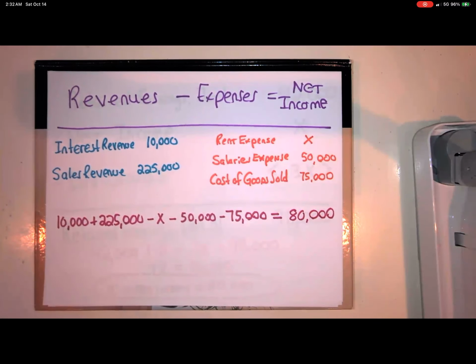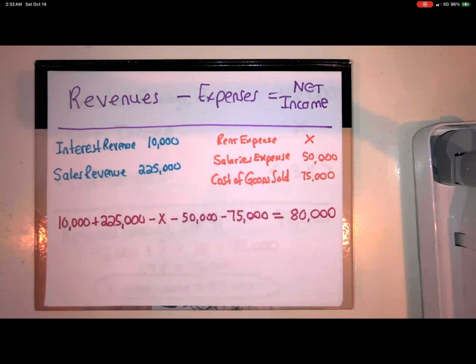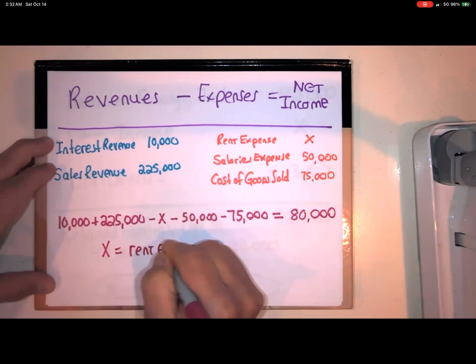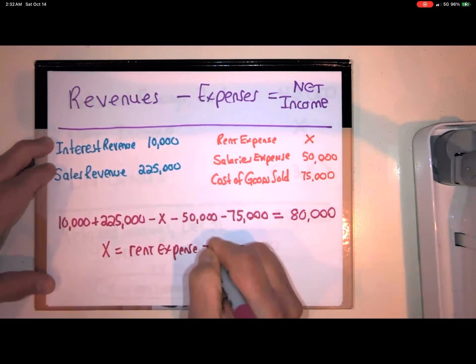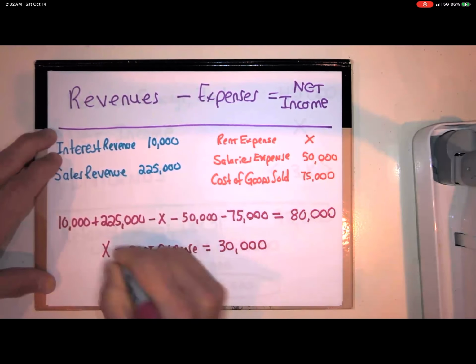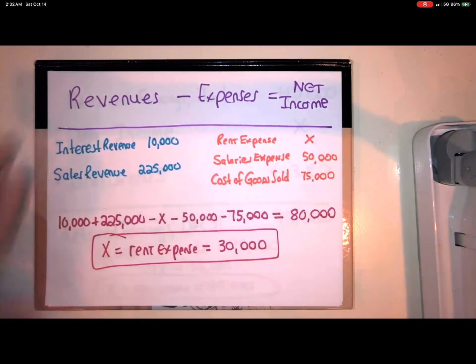Solve for X. One equation, one unknown. And X, which was our rent expense, that was equal to $30,000. All right, I think that's so far so good. Good work. Any questions on any of the first 4 requirements of our problem? If so, please ask.